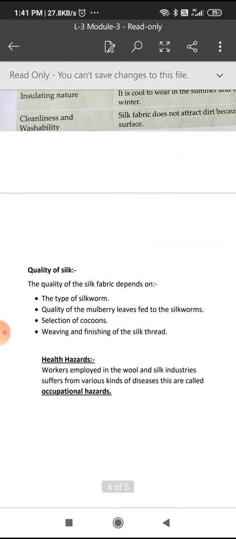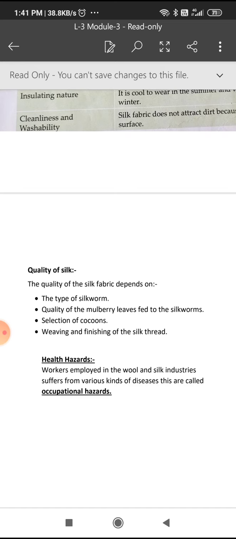The quality of the silk depends upon which type of silkworm it is, how many mulberry leaves they have eaten, and whether the mulberry leaves they are eating are good or not. Then how we select the cocoons: they should not be damaged. And then the silk thread should be reeled off very nicely, and the weaving and spinning should be done very properly. So all that determines the quality of the silk.